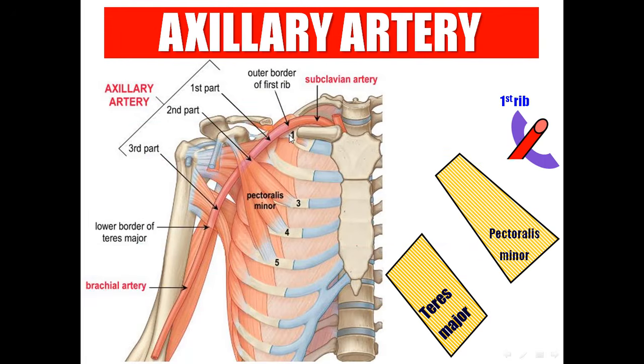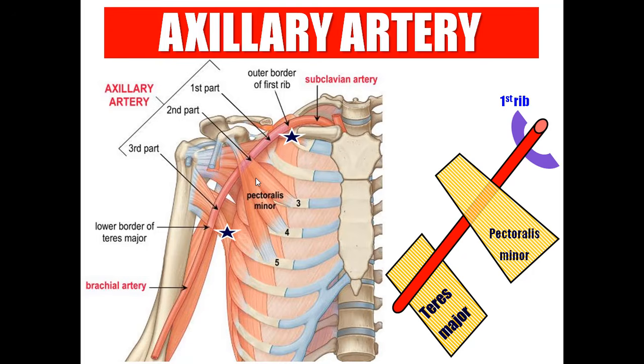So the origin of the axillary artery, this is the axillary artery or the arterial trunk. This is the first rib, pectoralis minor, and the teres major. So the origin of the axillary artery, it is the continuation of the subclavian artery at the outer border of the first rib, here. The termination here, at the lower border of teres major to continue as the brachial artery. So origin, continuation of subclavian artery at the outer border of the first rib, and the termination at the lower border of teres major to continue as brachial artery.